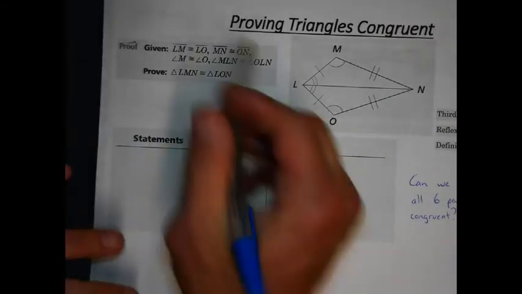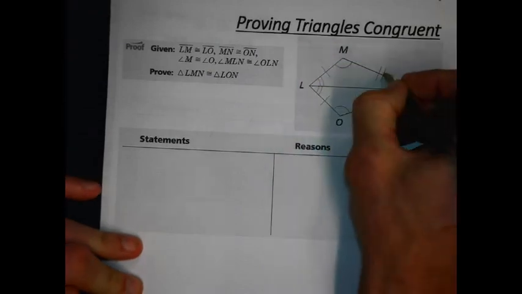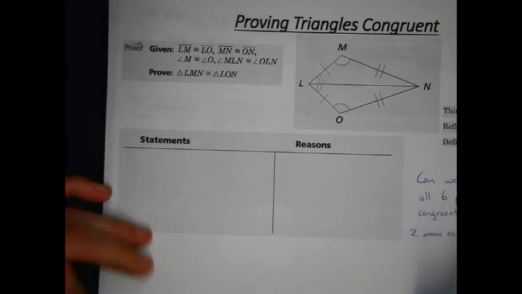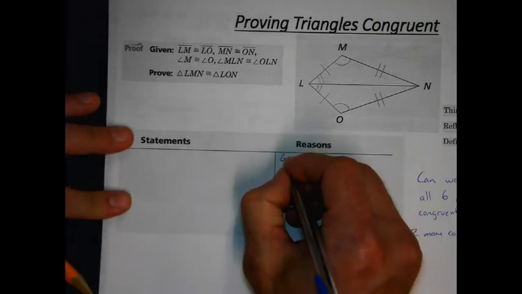We have 1, 2, 3, 4. We need 2 more congruent parts. Okay? So 2 more congruent parts. So let's say we start with the statements. We're going to start with one reason, and that is given. And we're going to make all of these statements over.